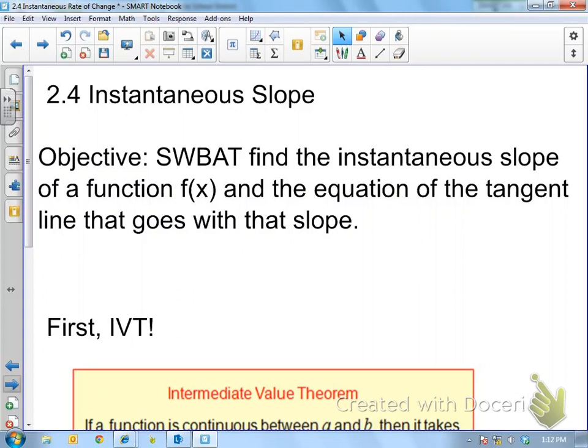Okay, we are in our last section of chapter 2, which means we'll be talking about instantaneous slope today.